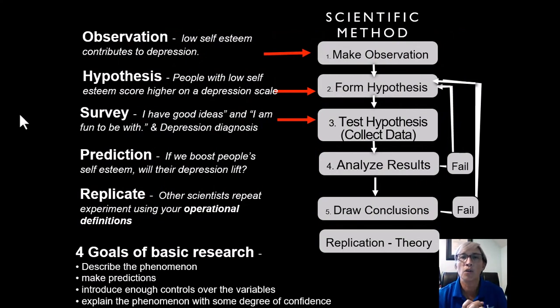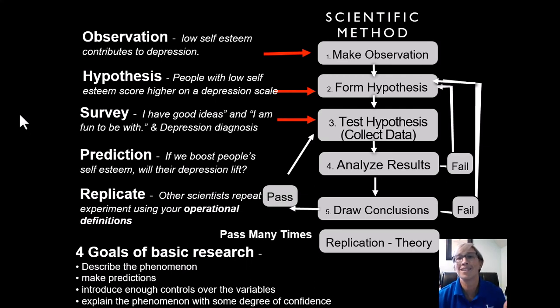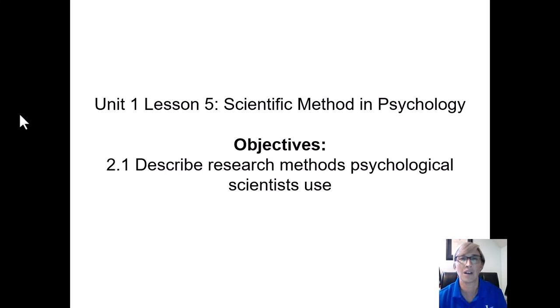Remember that the goals of psychology are to describe, explain, predict, and control human behavior. And you'll see that these are similar goals in basic research. We want to be able to describe low self-esteem and depression, make predictions. We can improve depression by improving self-esteem. To introduce enough controls over the variables, we would have to introduce an experiment rather than just a survey, and explain the phenomenon with some degree of confidence. Hopefully you recall the scientific method from your earlier science careers because you've had it many times before.